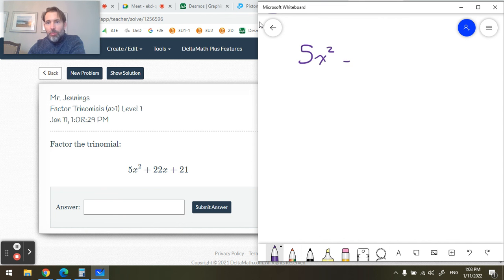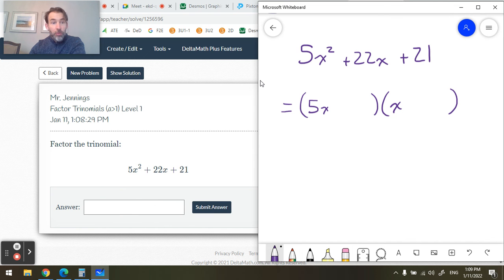5x squared plus 22x plus 21, and check for common factors. There are none, okay? 5 does not divide evenly into these two, so we can't take out any common factors. If you can, always do. It makes it easier. This is going to be equal to 5x times x. Okay, why? There's only one way to multiply to 5, 1 times 5. So this would be it.